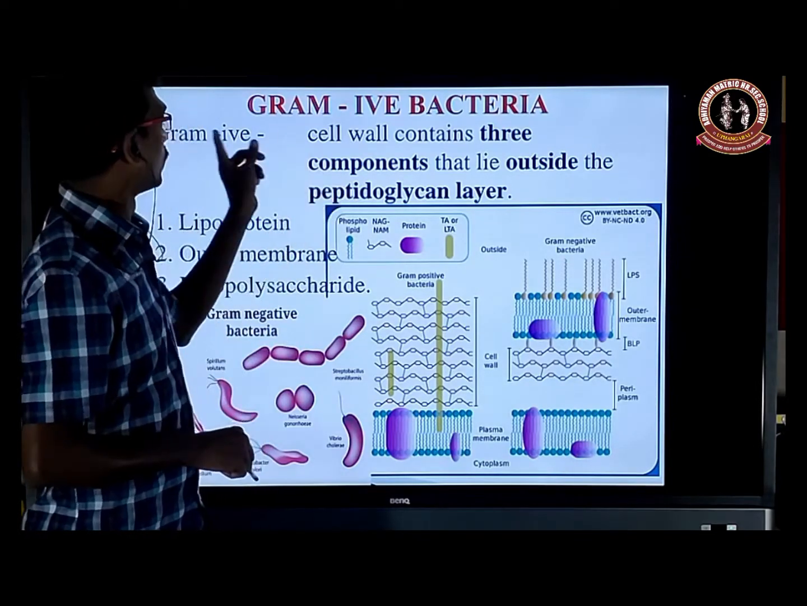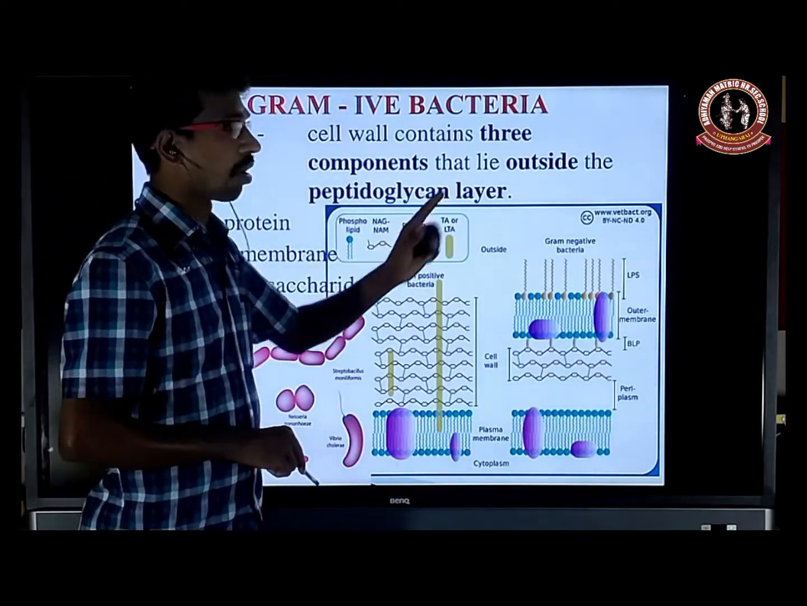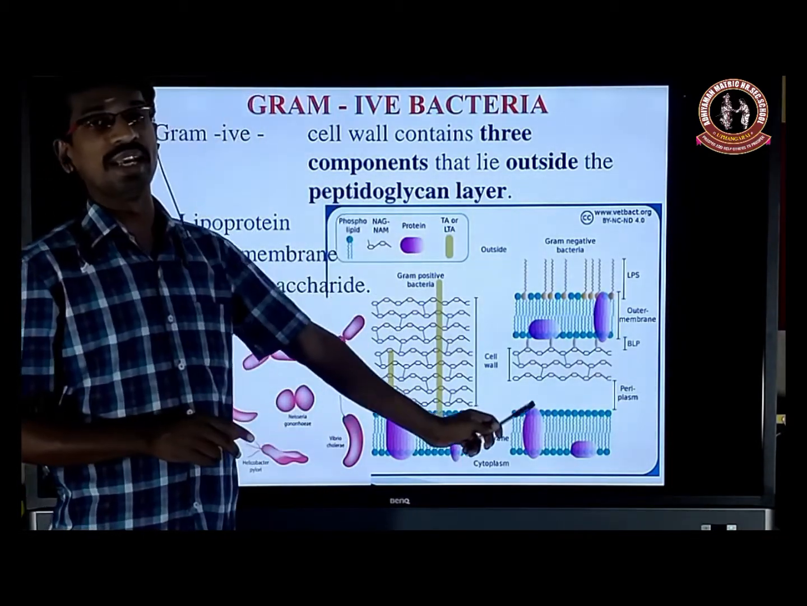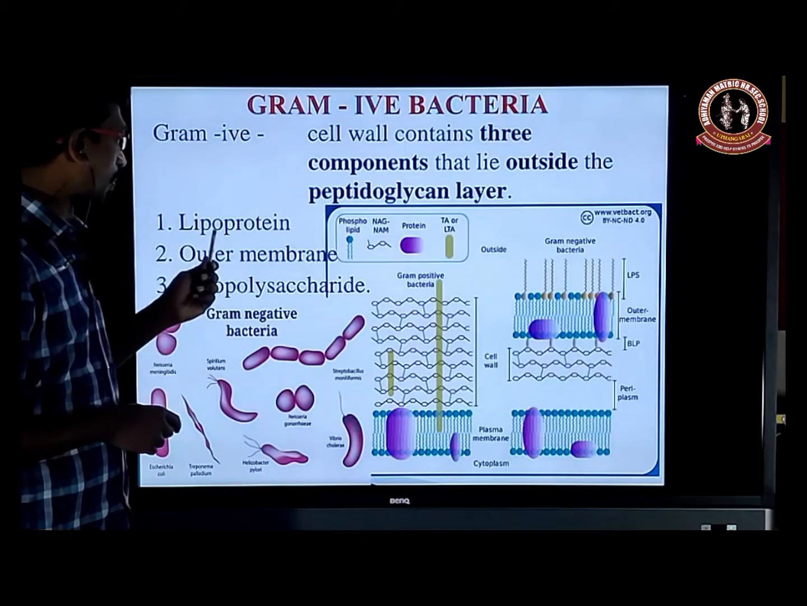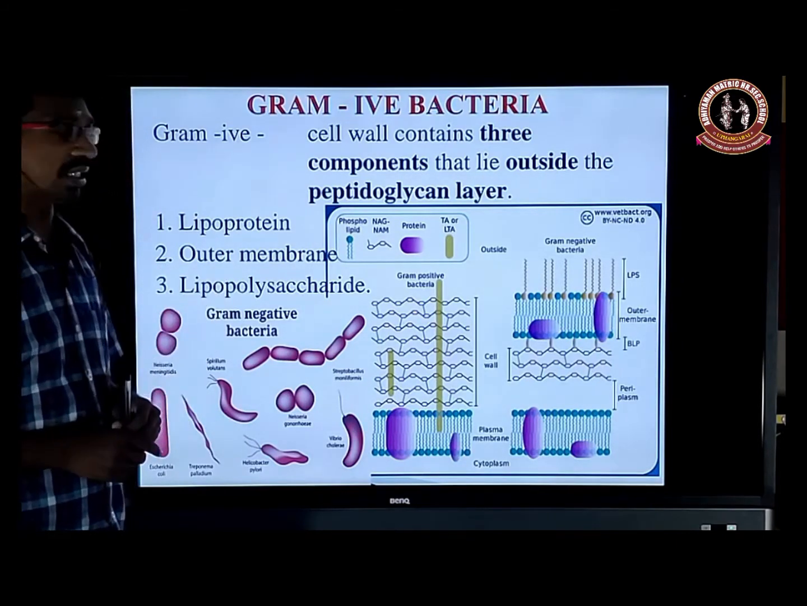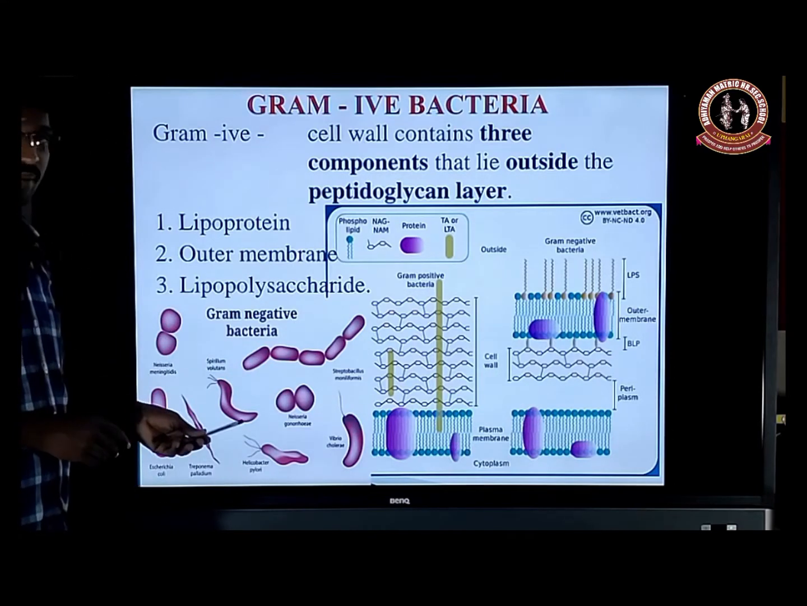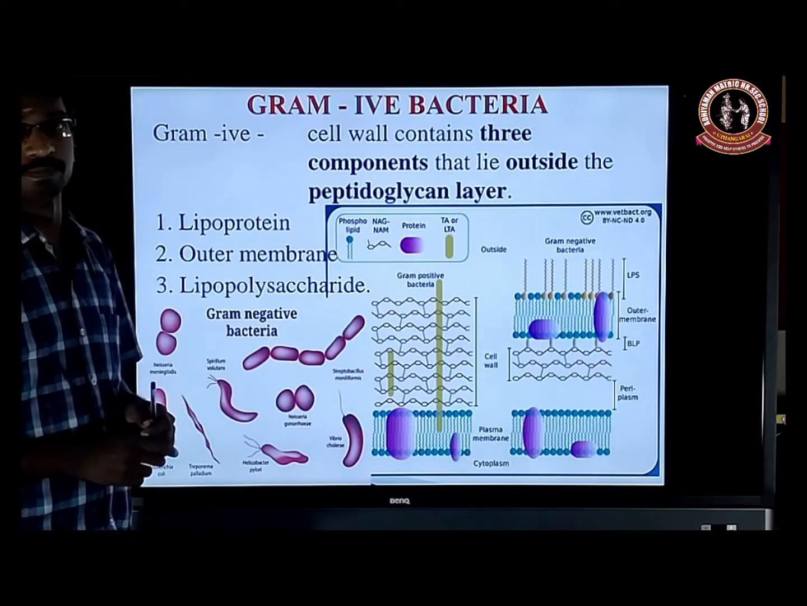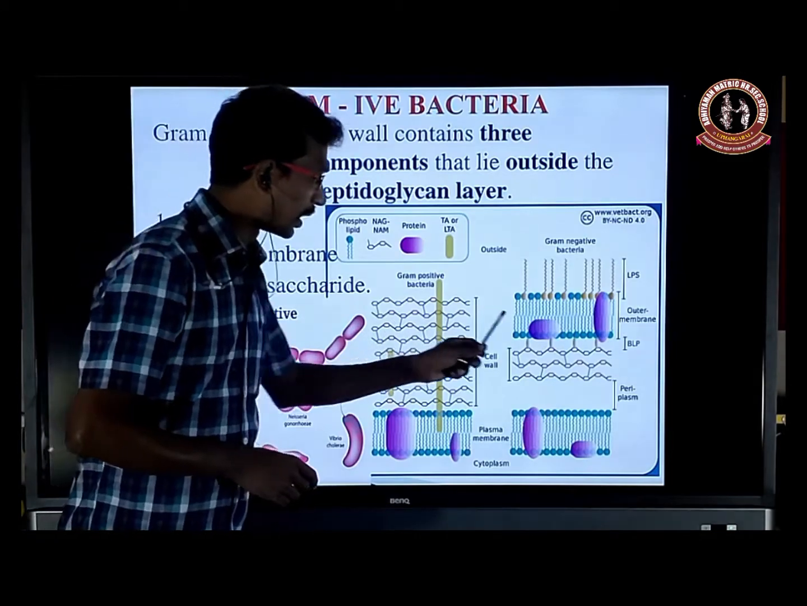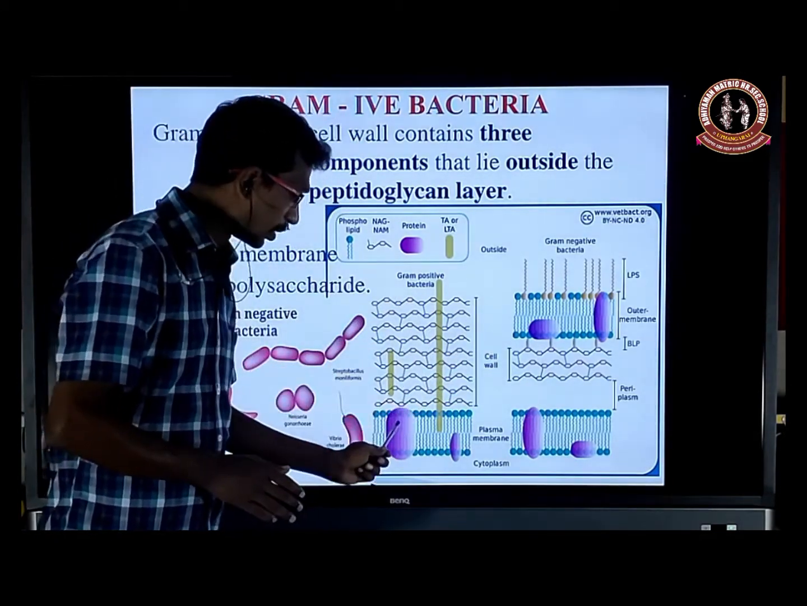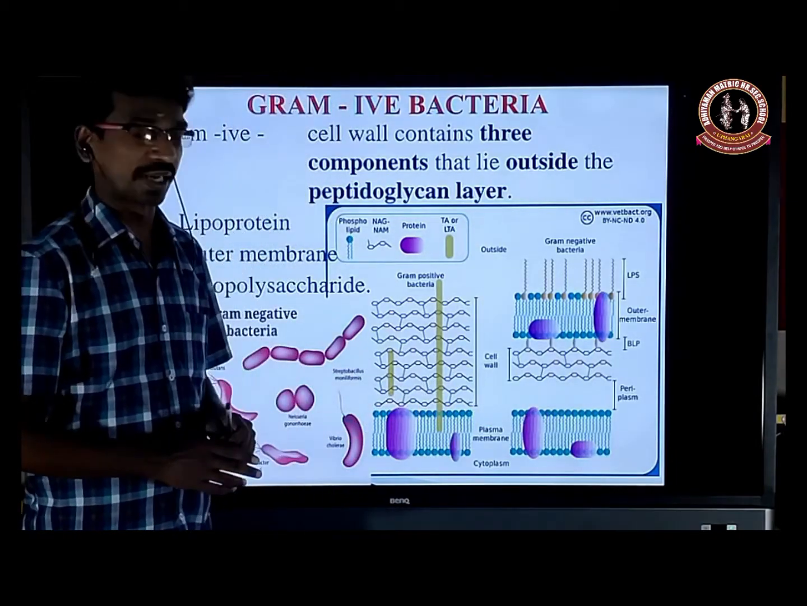So the gram negative bacteria have three components outside the peptidoglycan. Peptidoglycan layer means the cell wall layer. They are lipoprotein, outer membrane, and lipopolysaccharide. So these are the several examples given for gram negative bacteria. This is the chemical structure, or the elaborate structure, of the gram positive and the gram negative bacteria.